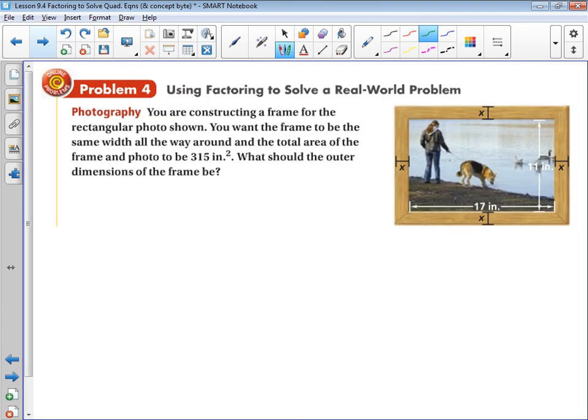The last problem is probably the most difficult, mostly because it's a story problem. It also involves a little more work. But here we go. You're constructing a frame for the rectangular photo shown. You want the frame to be the same width all the way around, and the total area of the frame and photo to be 315 square inches. What should the outer dimension of the frame be? In other words, when you look at this picture, I want to know what x has to be, which is the dimension or the width of the frame all the way around.